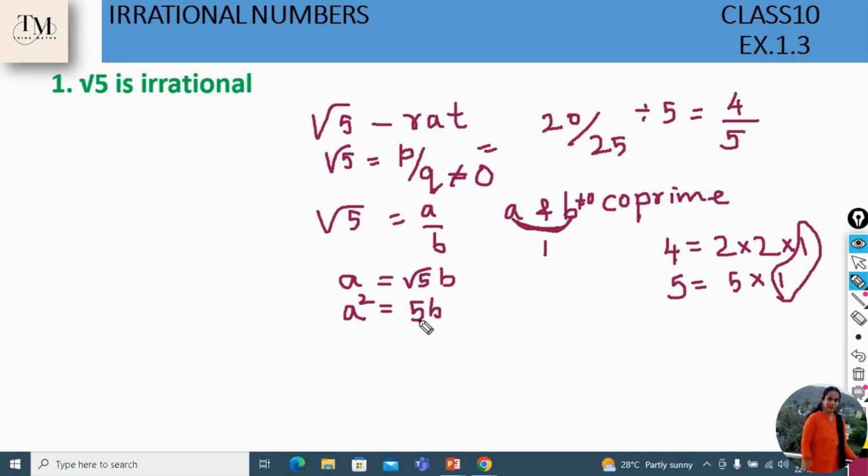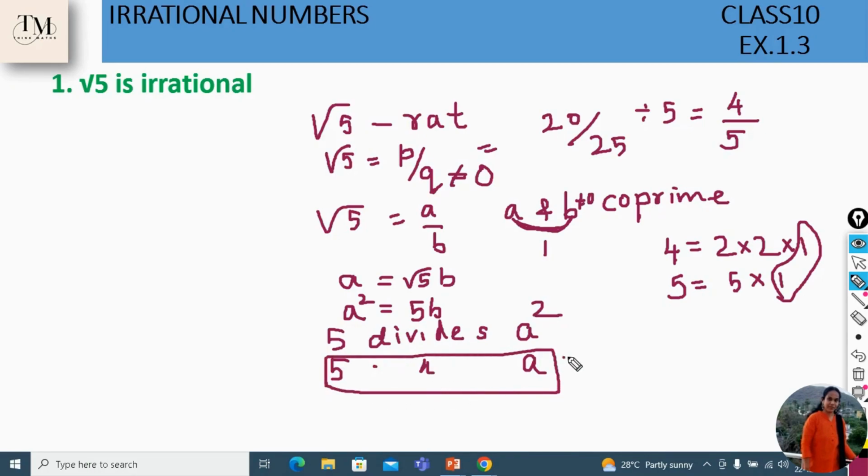So a square is a multiple of 5. That is, a square is divisible by 5, we can say 5 divides a square. By theorem 1.3, we know that 5 divides a. So this is one part. If 5 divides a, then a is a multiple of 5, so we can write a is equal to 5c. I substitute a is equal to 5c here.